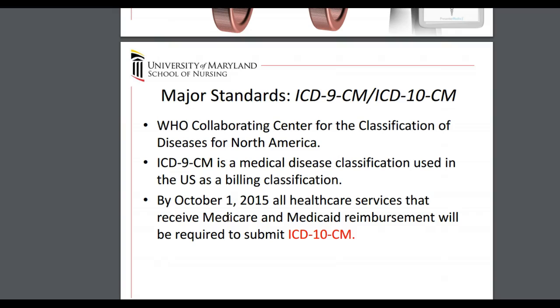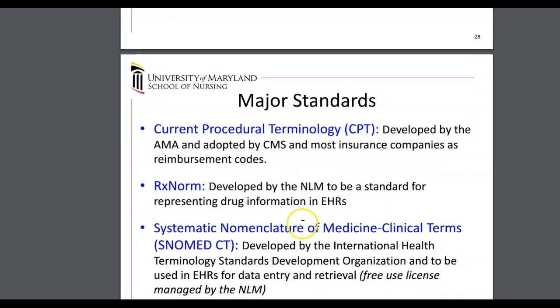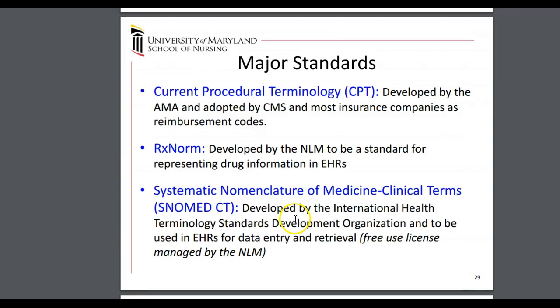So, the WHO Collaborating Center for Classification of Diseases for North America. ICD-9 were the medical disease classifications used in the US for billing. And then by October 2015, all healthcare services that receive Medicare and Medicaid reimbursement had to start submitting ICD-10 codes, which are pretty similar, and they're just really specific. So you have to admit or put really specific causes for why you're doing things.